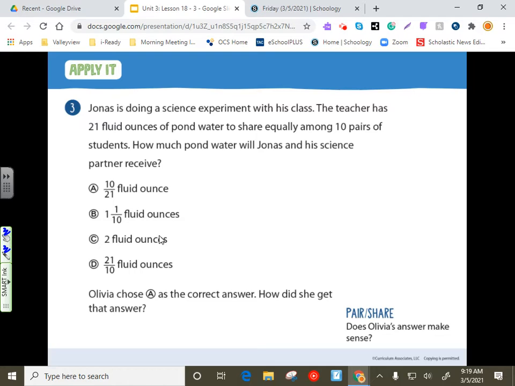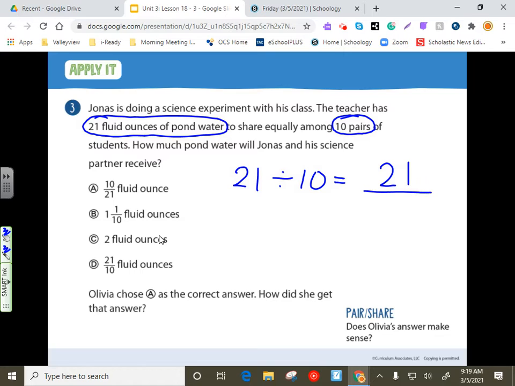Jonas is doing a science experiment with his class. The teacher has 21 fluid ounces of pond water, and he has to share it equally among 10 pairs of students. How much pond water will Jonas and his science partner receive? Well, there's 21 ounces in the class available. They've got to split it between 10 groups. So that is 21 divided by 10.